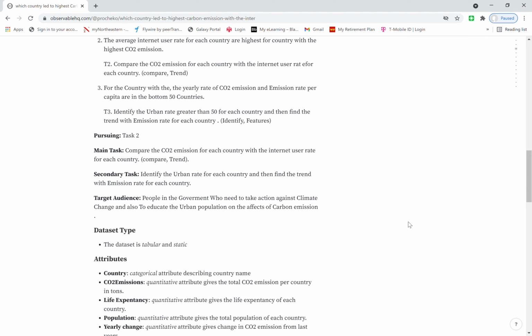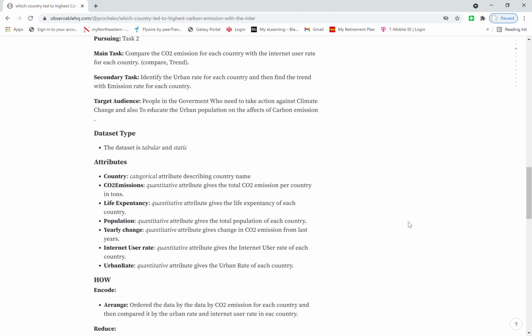The target audience would definitely be people in government who need to take action against climate change, and also to educate the urban population on the effects of carbon emission. The dataset is tabular and static. The attributes in the dataset are country, CO2 emission, life expectancy, population, yearly change, internet user rate, and urban rate.